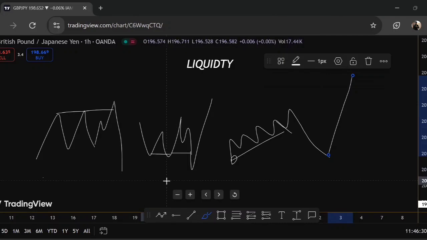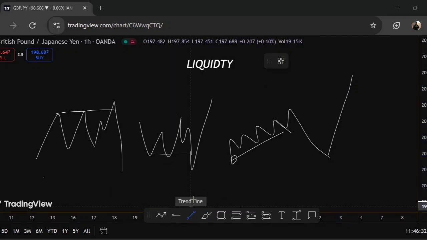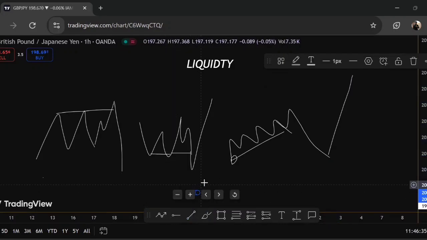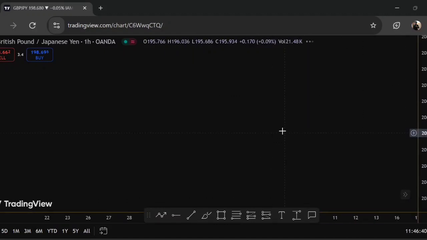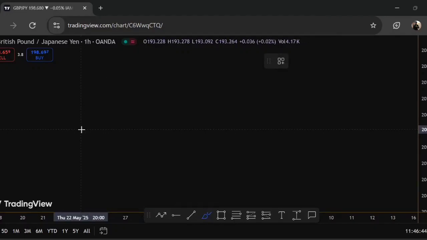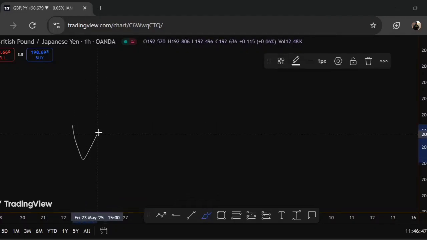So now let's get on to liquidity, trading it, and applying it with structure. For applying liquidity with structure, what we want to see first is a low created, and for a bullish structure, what do we want to see? For price to come back down and take out that liquidity before breaking structure to the upside.